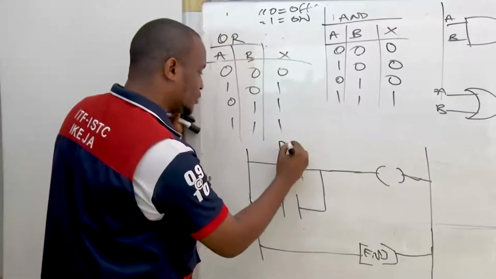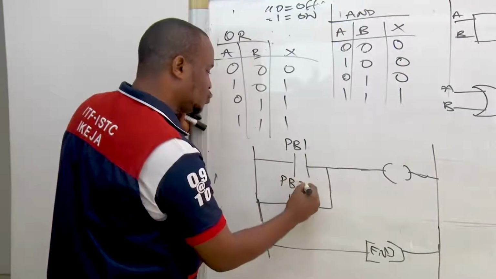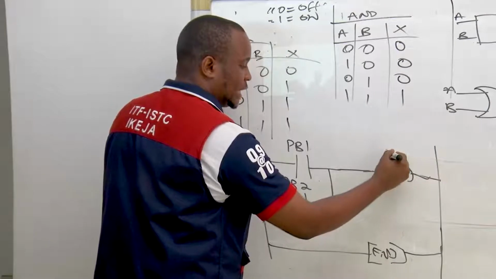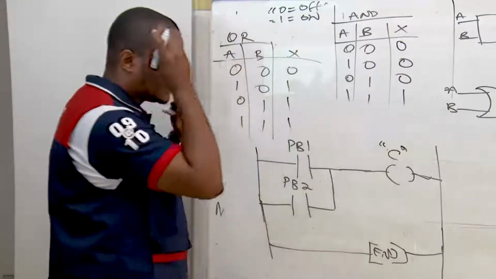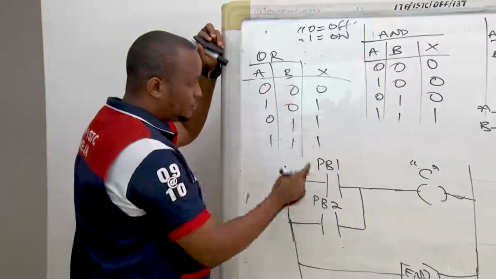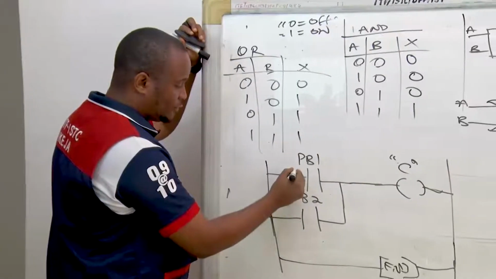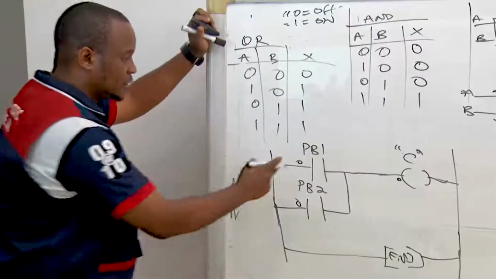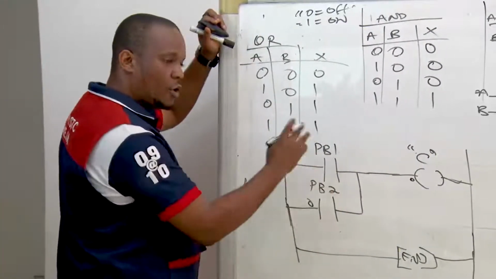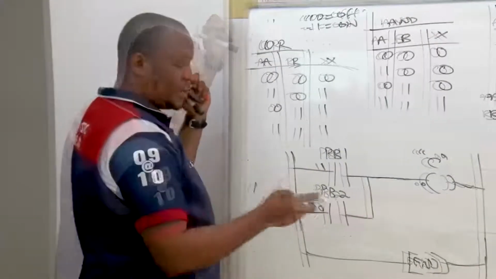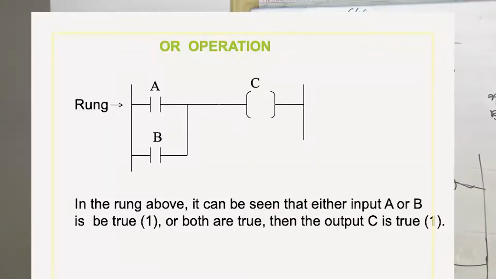So let's say this is push button 1, push button 2, and then we'll have an output, let's call it output C. What it means here is that if both of them are off, 0, 0, definitely nothing will be at the output. But should we turn on any of them, the power can flow through this rail and go this way, and then get to the output.